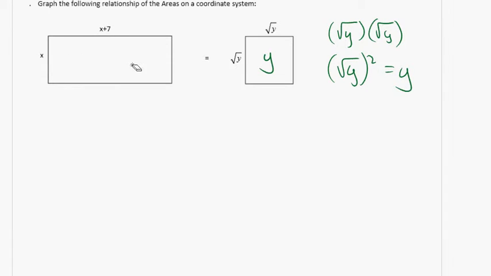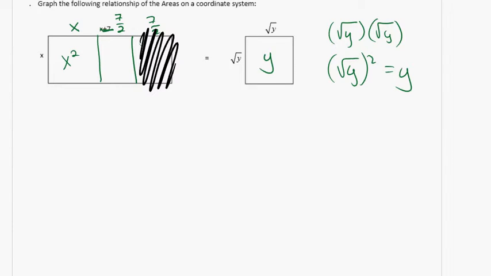Well, as you recall, I could break this up into a square that is x by x, and then another piece that's x by 7. So again, here we have x squared and we have 7x. And as you recall in the last video, I split this into two. So I had 7 halves and 7 halves. And I got rid of this 7 halves, and I moved it down to here. So I end up with a section of 7 halves by x, which is exactly what I had here. I just moved it. I didn't create anything.